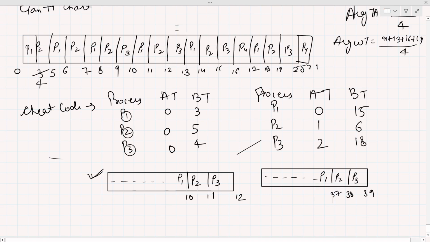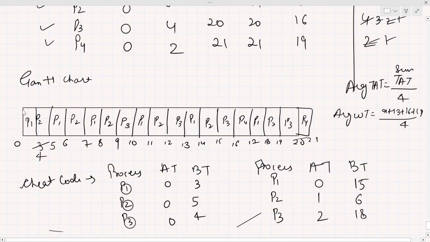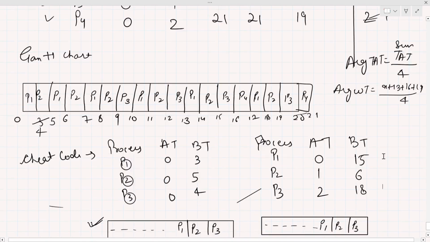And if you try to solve this with this approach, 1 2 3 1 1 1 1 1 1, continuously switching at one arrival time, one burst time, so definitely you have to create a minimum of 18 blocks, or more than 18 blocks basically, because 18 for the P3, 6 for the common, then 15 for the P1, 18 for the P3.